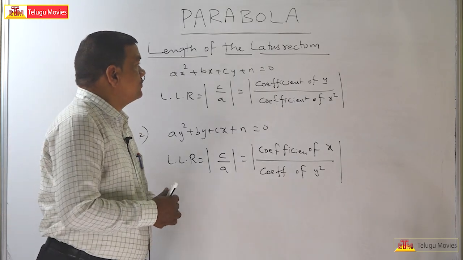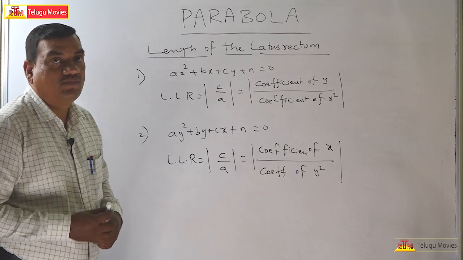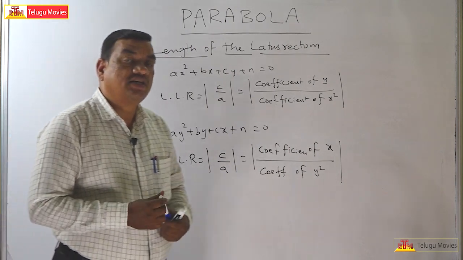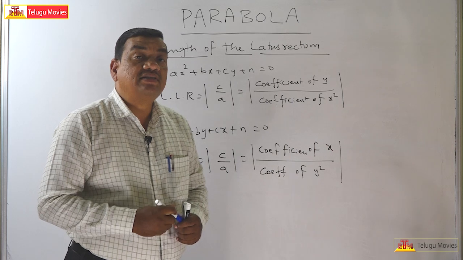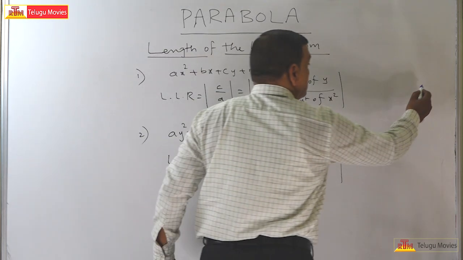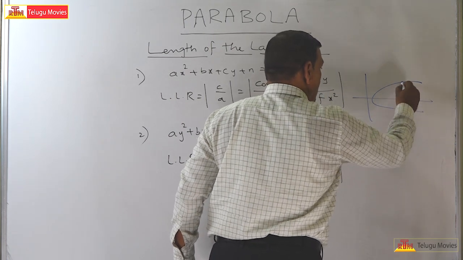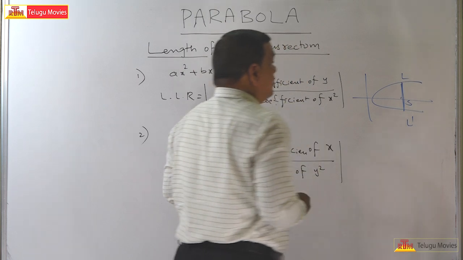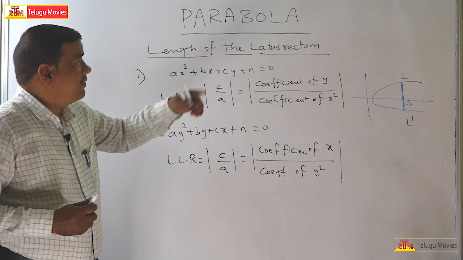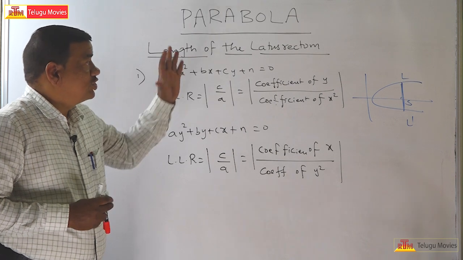Welcome back. So let us see one more concept, that is the length of the latus rectum. We know the length of the latus rectum. Latus rectum means it is a double ordinate passing through the focus. So it is a parabola and it has a focus. This is called the double ordinate, so L and L dash, LSL', is called the latus rectum.